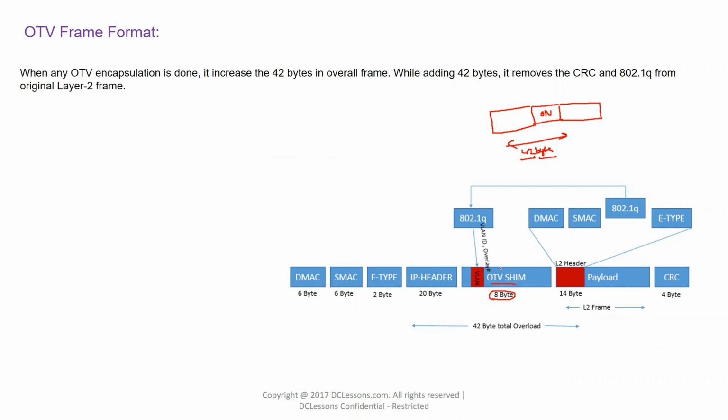The OTV shim contains the VLAN ID. The VLAN ID is taken from the L2 header. It will take the 802.1Q header, remove it, and insert it here, right? So OTV contains the VLAN and overlay ID information, and also all the OTV frames are sent with the DF, don't fragment, bit enabled. That means fragmentation and reassembly of the packet is not done in the OTV infrastructure. So in that case, you have to maintain your MTU size across all your layer 3 interfaces, like jumbo frame or 9200 bytes.